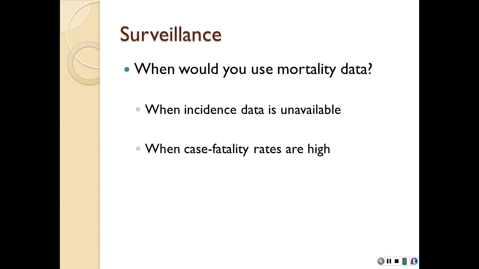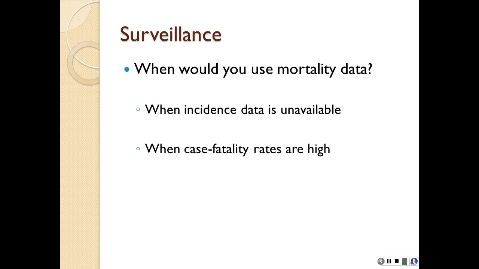The problem is, a lot of the time mortality data is the only data that's available for some things. So we use mortality data when incidence data is not available, or when the case fatality rate is high.